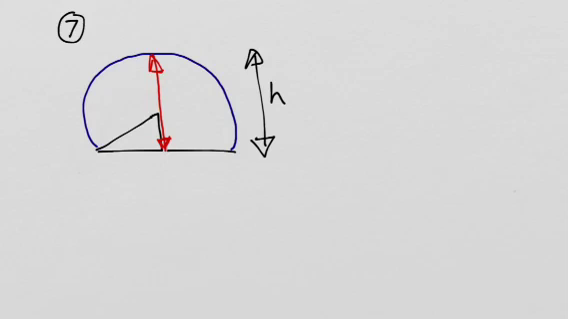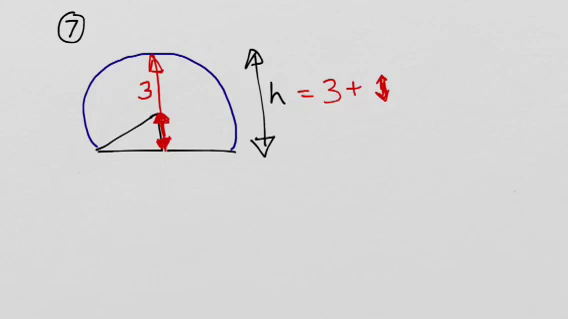Right, so because of the radius, we know that this height here is 3. So really what the question is asking is what's this little height here? And if we can work out what that little height is, and if we add it to 3, then we're going to get the overall height. So it's 3 plus whatever that little height is.